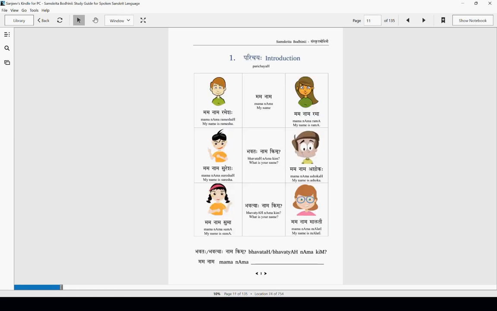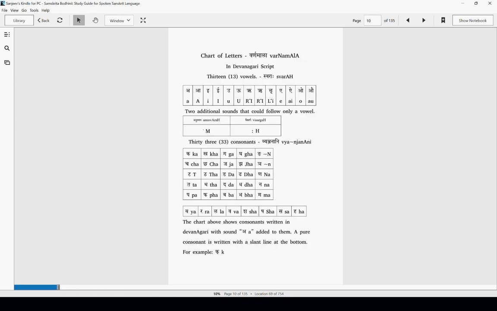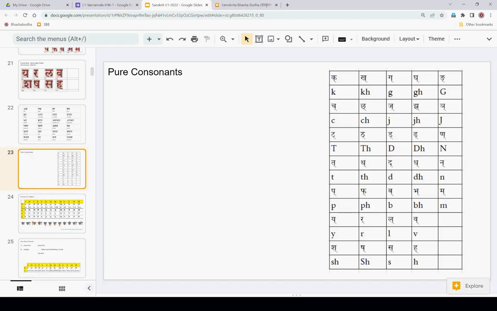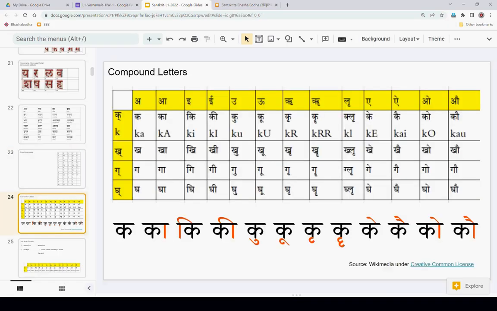So this we already saw. And then we'll start with the Parichaya. But before we start with Parichaya, I need to cover a few more things. This also, assume you are familiar with this Devanagari. These are the compound letters.